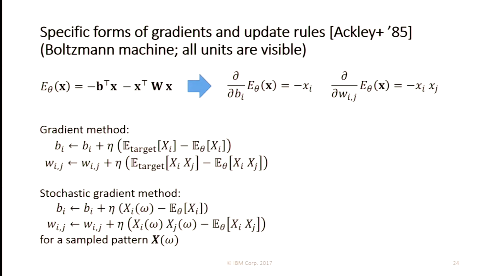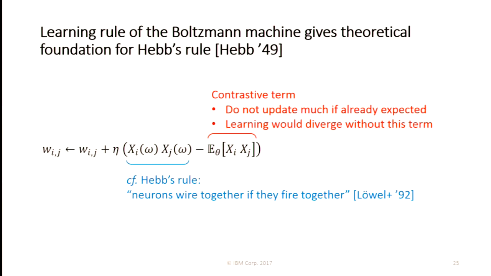So let's just look at this stochastic gradient for the weight update rule. It says that when x_i and x_j both take the value 1, remember that x takes binary values, we should increase w_ij. But if one of them is 0, we should decrease w_ij by this amount. And this learning rule has an interesting relation to the Hebbian learning rule, which is known in neuroscience.